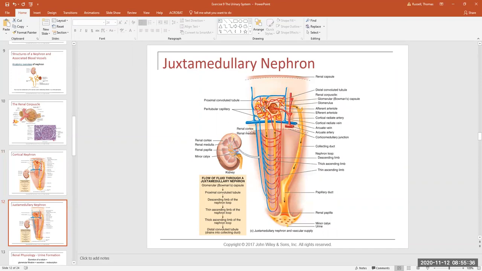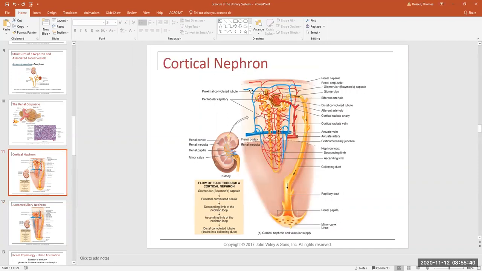On the test, you're going to have to distinguish which one is which. So if they're pointing at, let's say, this tube right here, you would have to say PCT of cortical nephron. That would be the shortest way you could write it. Or you could just write it out, proximal convoluted tubule of the cortical nephron. See how long that is?